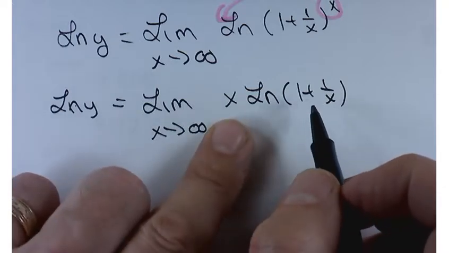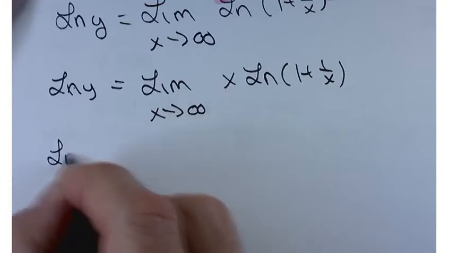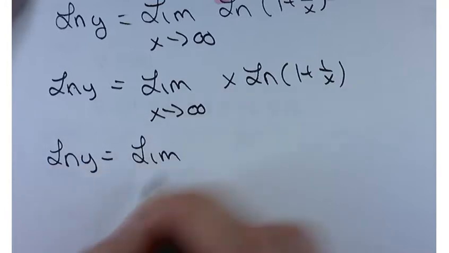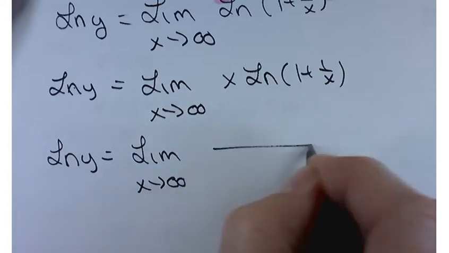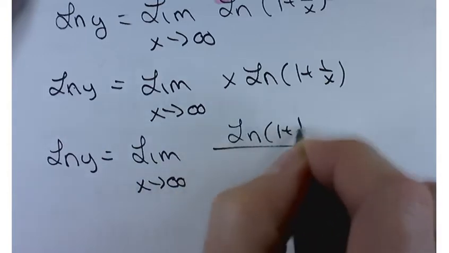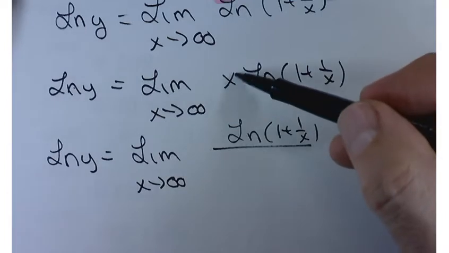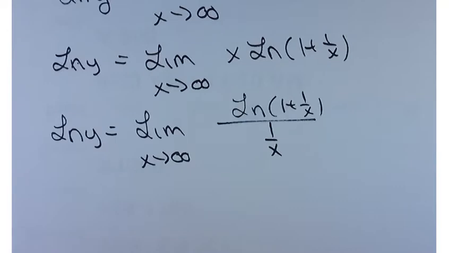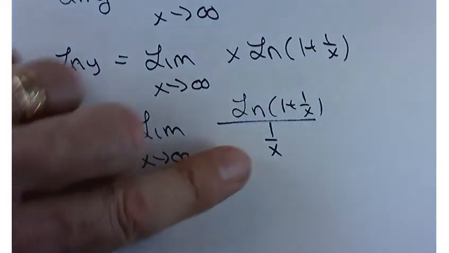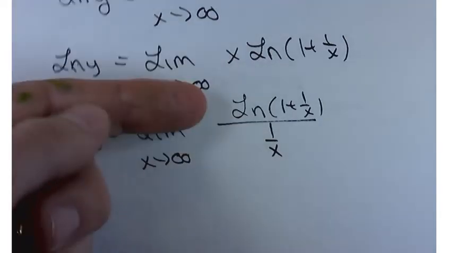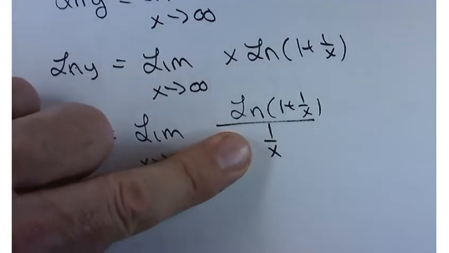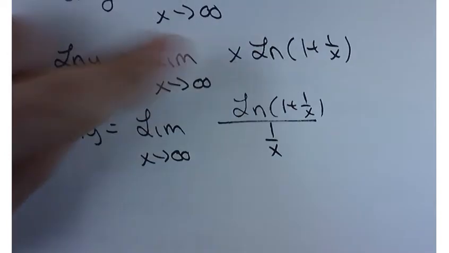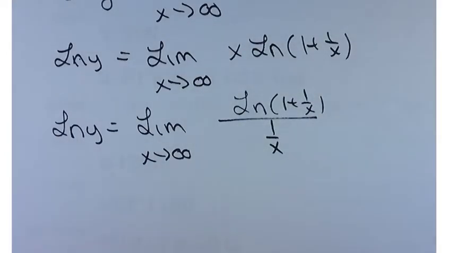I still need to rewrite it one more time, and this one's going to do it for us. Limit as x approaches infinity of the ln of 1 plus 1 over x. Instead of multiplying by x, what if I divided by 1 over x? Let's think about that. Dividing by a fraction, you multiply by the reciprocal. So instead of dividing by 1 over x, it would be the same thing as multiplying by x over 1. So these two are the same. They're equivalent. But what did I finally get to at this last step?